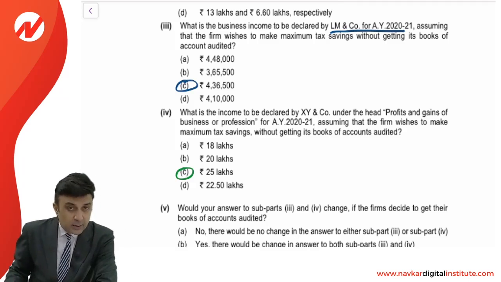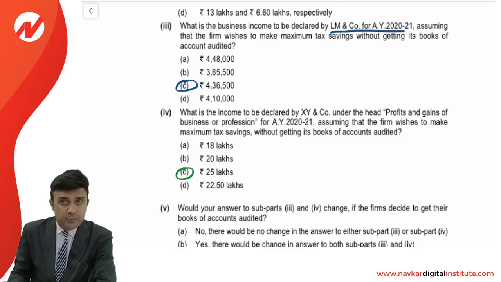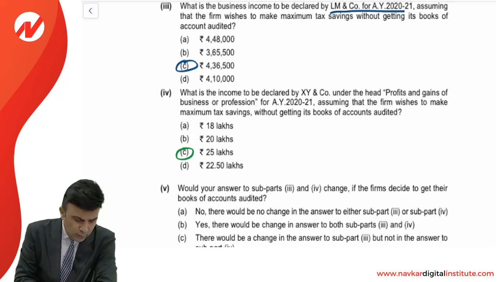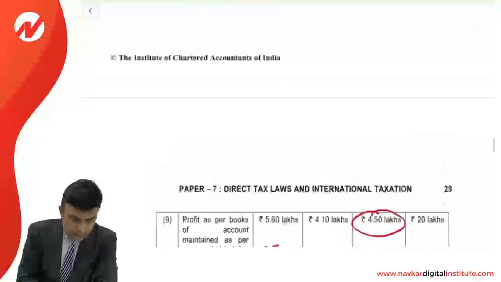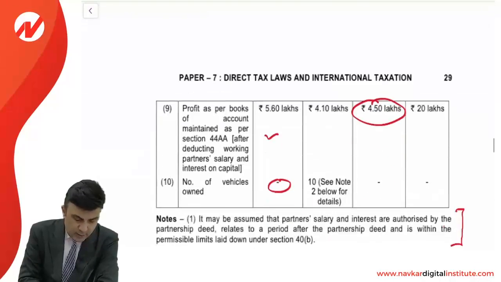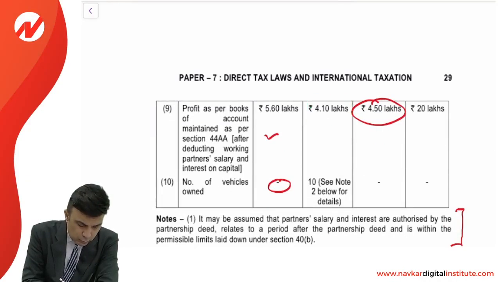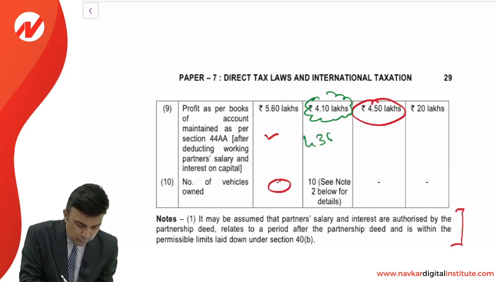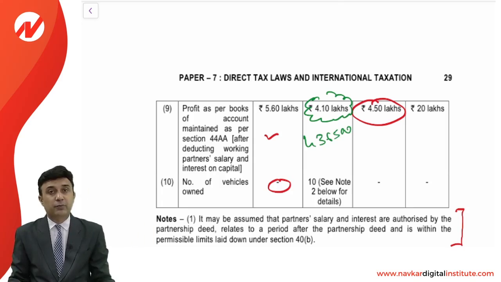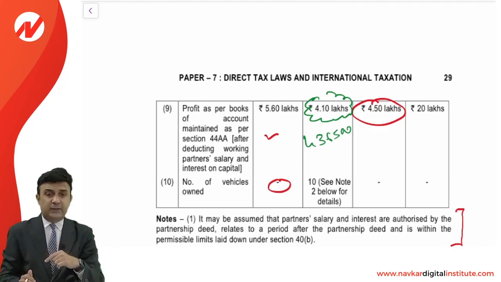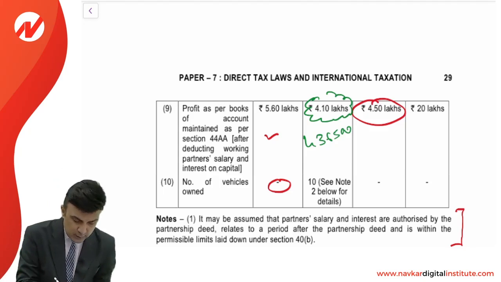LMN company is into the transport business and XYN company is into the business of interior designing. I'll put it this way: if we check LMN company, their actual income is coming to 4,10,000, wherein I have declared 4,36,500 as per presumptive. So if I wish to opt for audit, I can declare 410 and save the tax, meaning thereby my answer would be different.